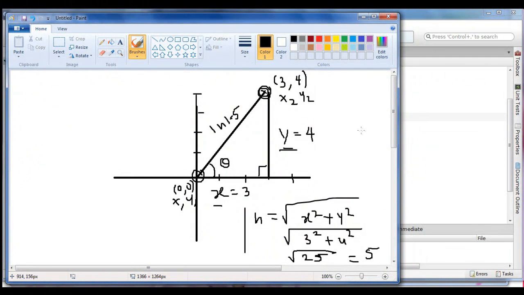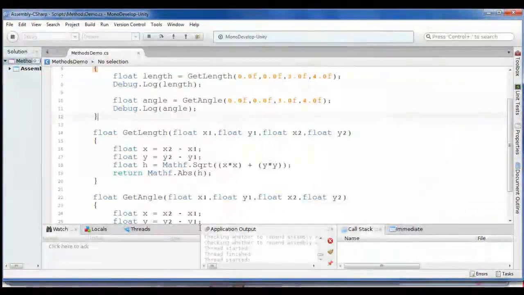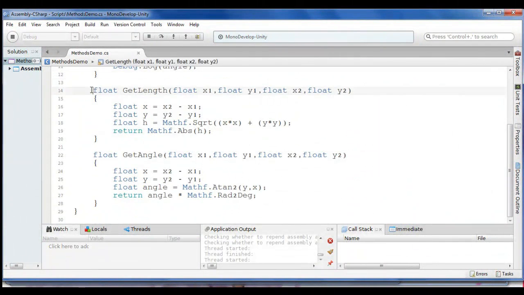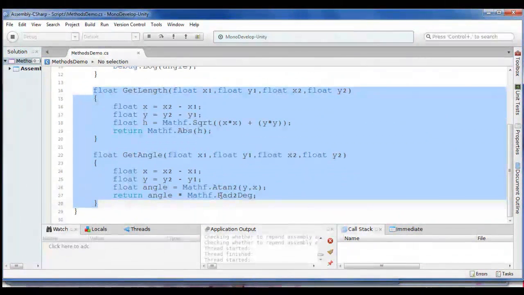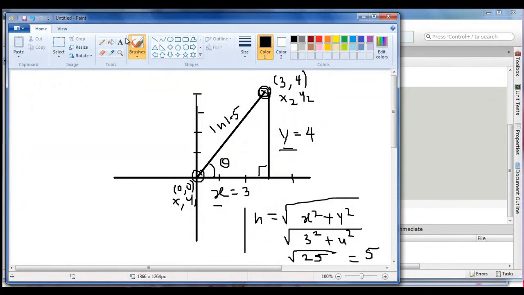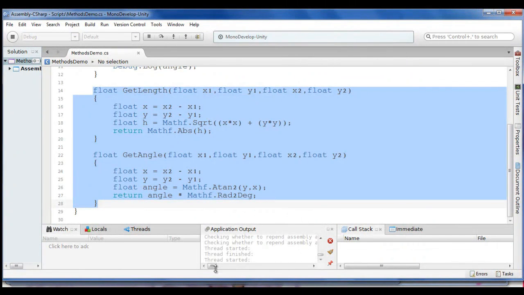Okay guys, now the code that we have written is not only used for checking the angle or distance with respect to the origin. Let us take one point over here and another point over here, and you want to find the actual distance between them and also the angle between them. Then you can pass x1, y1 and x2, y2 to these functions and get the length and angle between them.